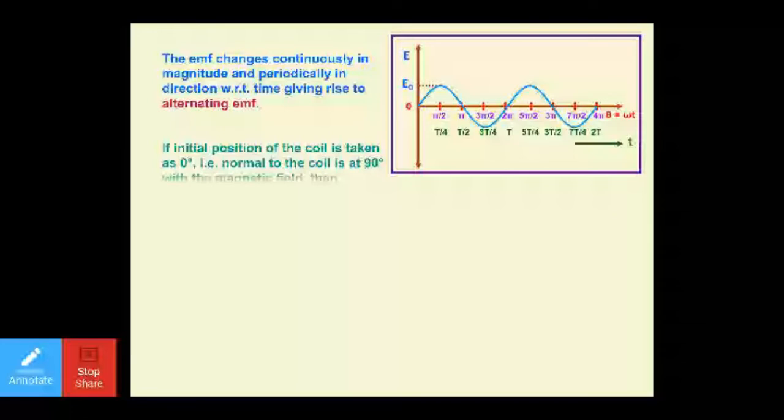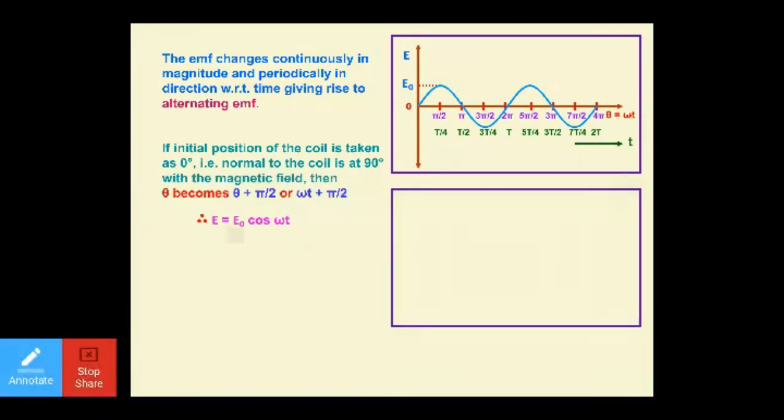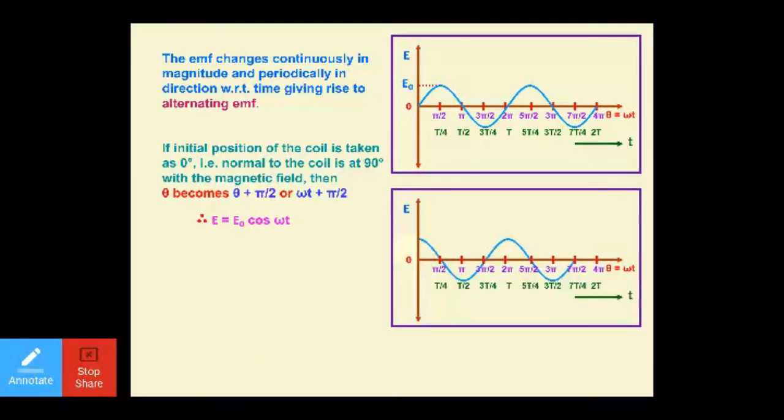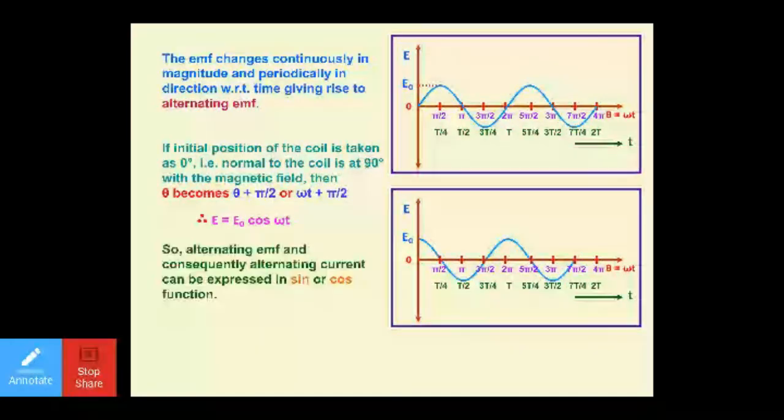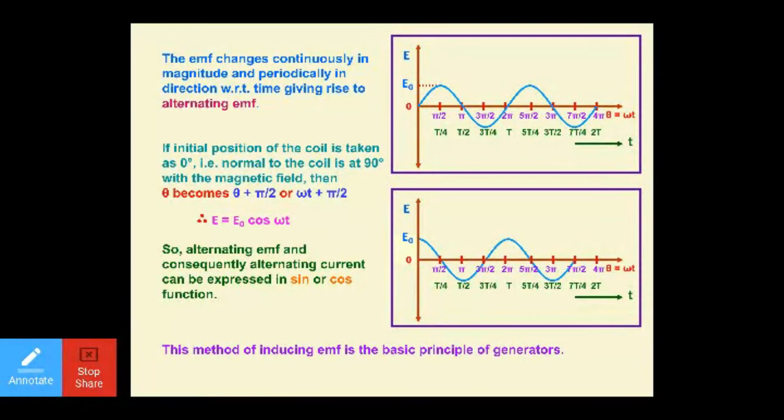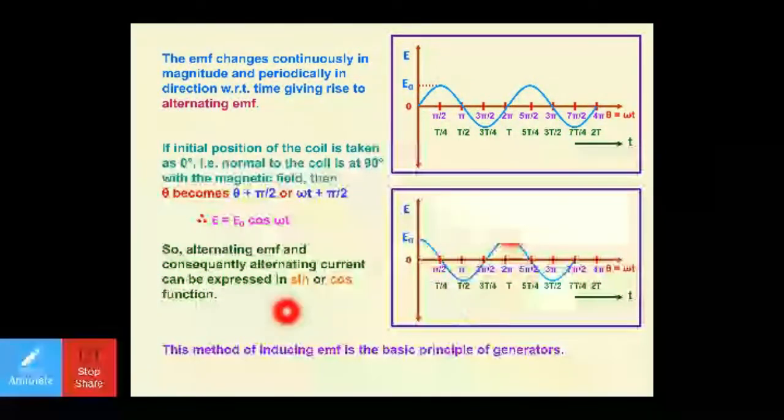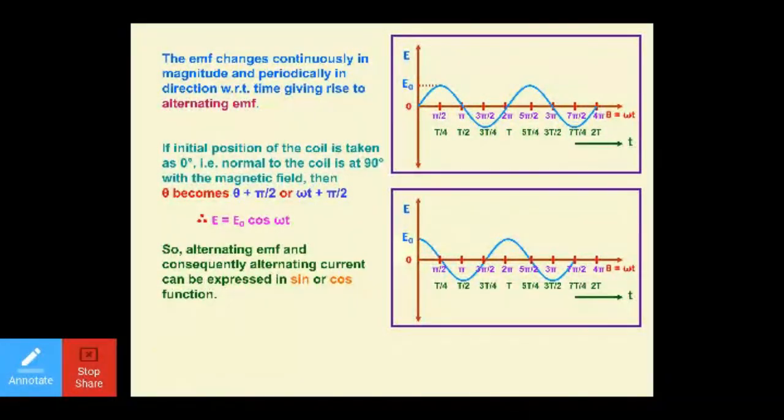Furthermore, you can take this particular point to be E naught, that is the peak value of EMF, right? Furthermore, E can also be written as E naught cos omega t. That is also possible. If the graph is a cosine graph, you can plot the points, and this type of graph can be attained. It means both these graphs represent the alternating EMF. So the alternating EMF and consequently alternating current can be expressed in sine or cosine functions. So dear students, this is what we need to remember, and this is the method for inducing EMF in the principle of the generator. So this is the basic principle of the generator also.